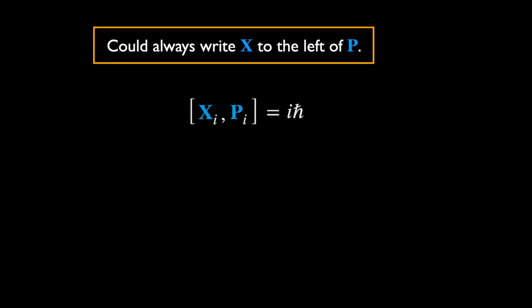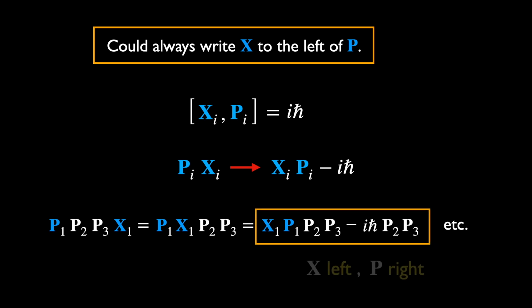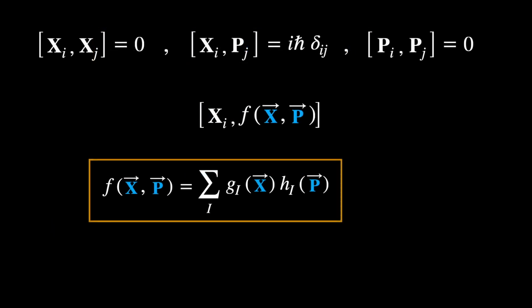This can be seen just from the commutator between x and p. If x and p are of the same direction and do not commute, we can still move x to the left of p by just adding another term minus iħ, which is just a number that commutes with all operators. In this way, we can rearrange any combinations of operators such that x is to the left and p is to the right. As we shall see, f written in this form will make our calculations much simpler.